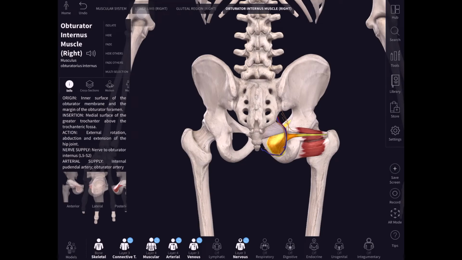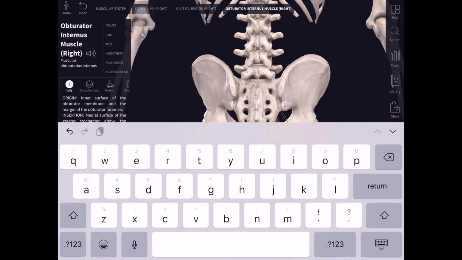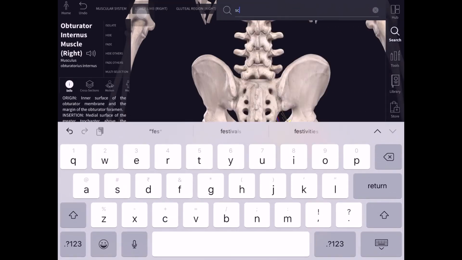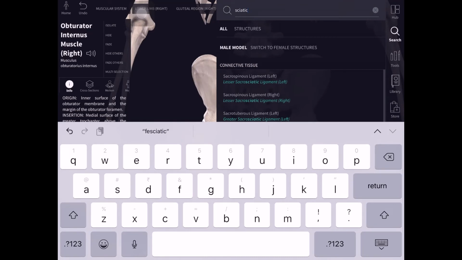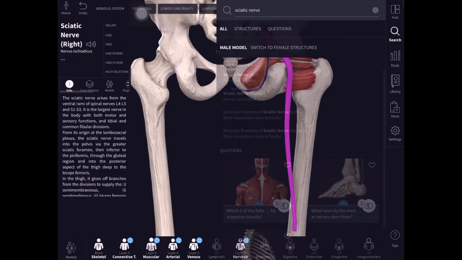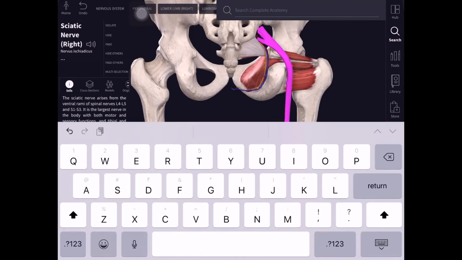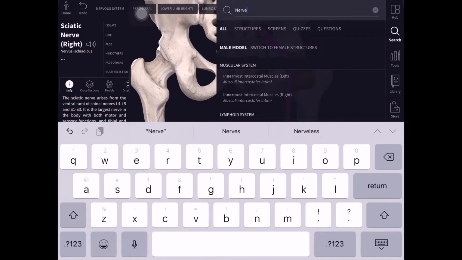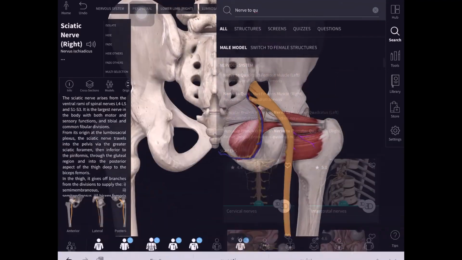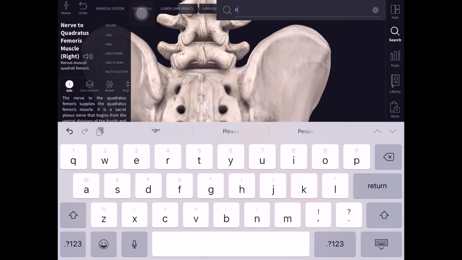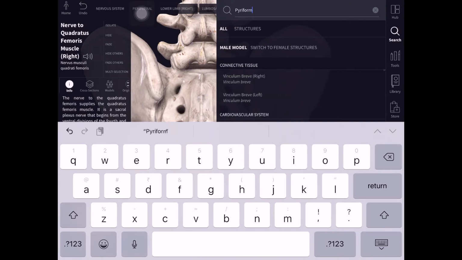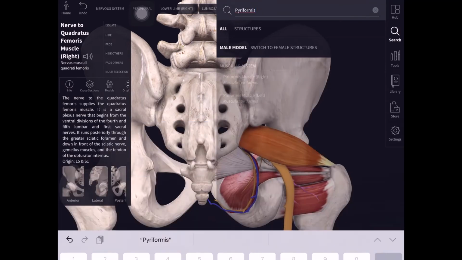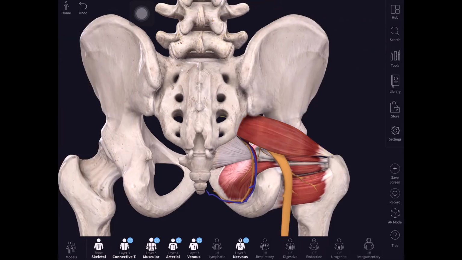Okay, so now what I need here is a sciatic nerve. So let us bring the sciatic nerve to quadratus femoris. Sciatic nerve, right side, I got it, and we need nerve to quadratus femoris, right? Yes. And I also need a piriformis. Again, right piriformis. Okay, so we have all the structures one by one.